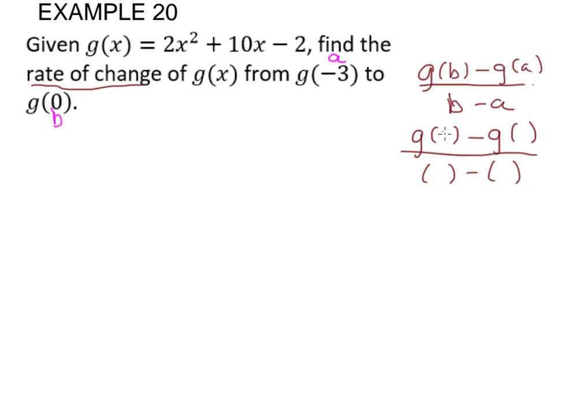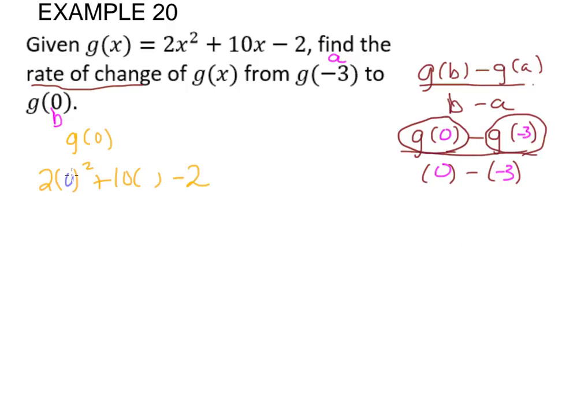So we said that b was 0 and a was -3. So then we have 0 and -3 down here. What we need to find out is what g is at 0 and what g is at -3. So let's set that up. We're going to find g of 0. So we get 2 times something squared plus 10 times something minus 2.